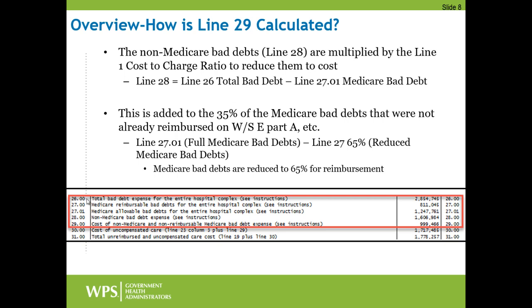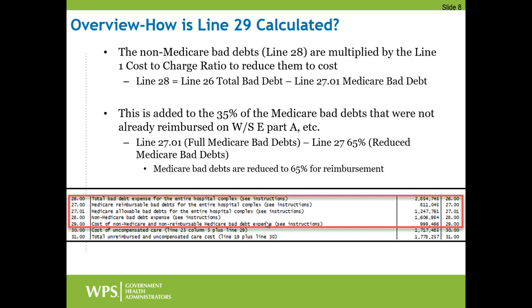So we're taking line 26 minus the amounts that flowed in onto line 27.01. That's our starting point. That's the non-Medicare bad debt. That's going to be a factor, but then the 35% portion that was not reimbursed by Medicare is also going to be added in here as well. And that amount actually gets added into line 29, cost of non-Medicare and non-reimbursable Medicare bad debt expense.